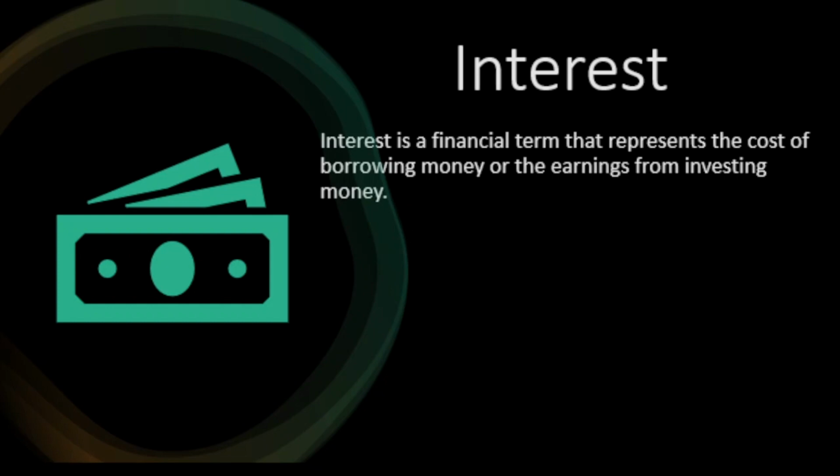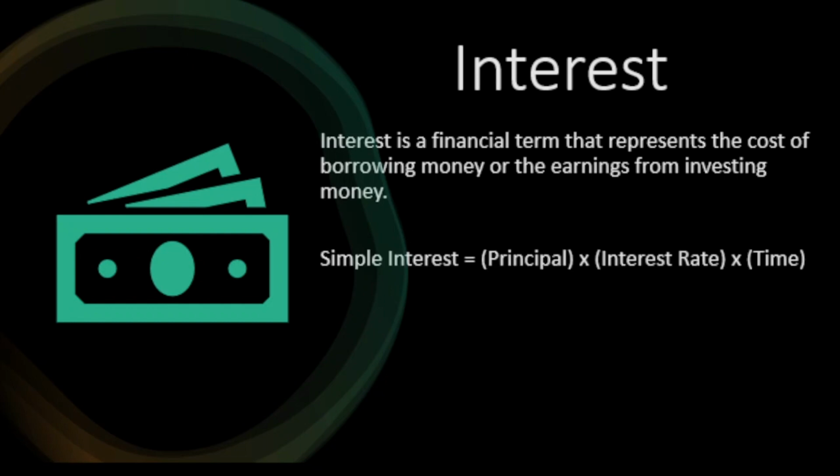There are 2 primary types of interest. The first one is simple interest. Simple interest is calculated based on the principal amount, the interest rate, and the time period for which the money is borrowed or invested. The formula to get the simple interest is PRT, where P is the principal, R is the interest rate, and T is the time.